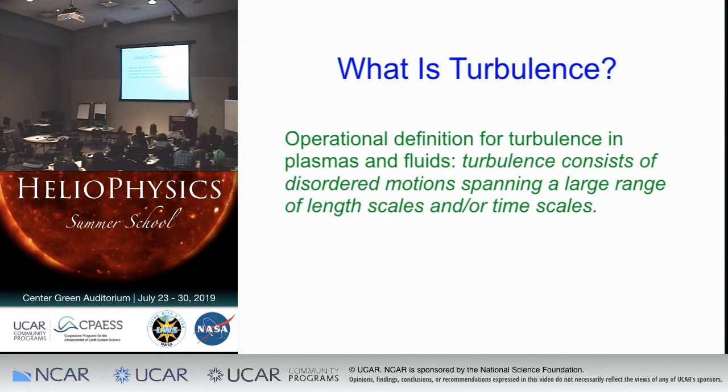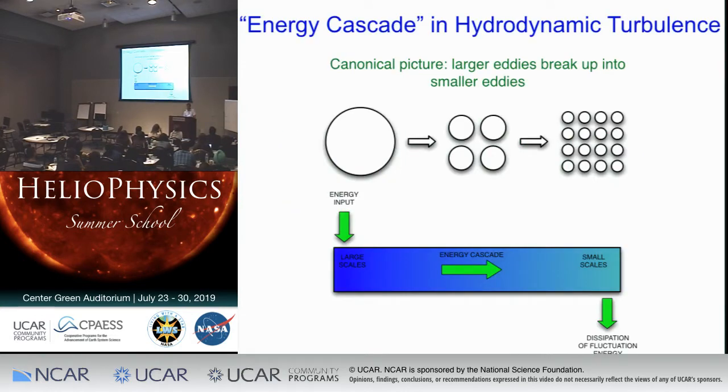All right, so turbulence. What is turbulence? Let's use an operational definition for turbulence. What I will mean by turbulence here is disordered motions spanning a large range of length scales and/or time scales. So the canonical example is hydrodynamic turbulence, where you could imagine a big container of water. Stir up some big eddy in that water. So you have a big oar. You stir it up. What's going to happen?